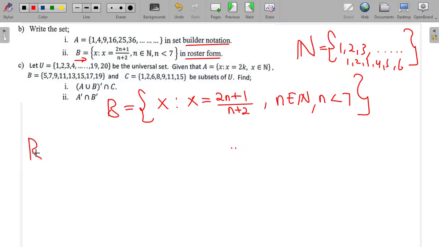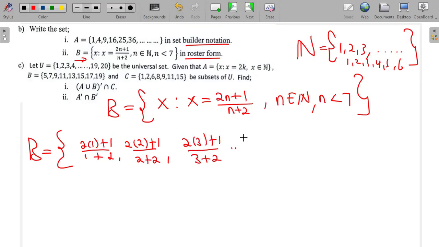So set B, if we list it, the first element will be when n equals 1. That will be 2 times 1 plus 1 over 1 plus 2. Then we go to 2 times 2 plus 1 over 2 plus 2, then 2 times 3 plus 1 over 3 plus 2, then 2 times 4 plus 1 over 4 plus 2, and then 2 times 5 plus 1 over 5 plus 2. And the last one will be 2 times what when x is what?